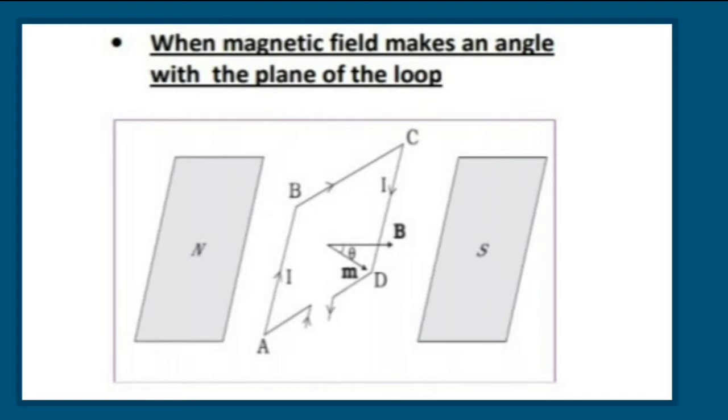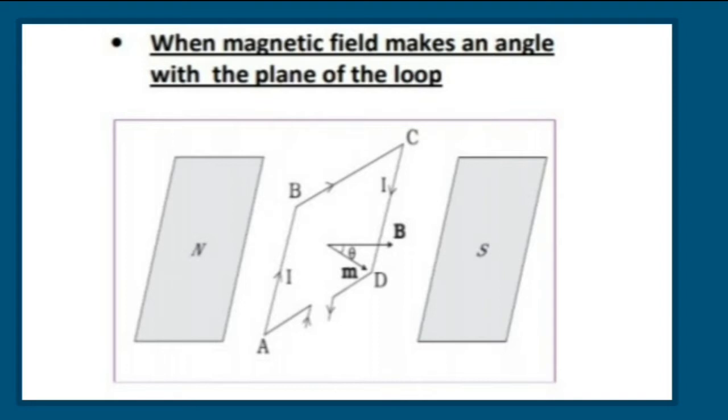And here the forces on the sides BC and AD are not zero. The forces are equal in magnitude and they are acting in opposite direction along the same line. That means forces acting on BC and AD due to the magnetic field are collinear, and since they are equal in magnitude and opposite in direction, they cancel each other. So the net force is 0, and they will not constitute any torque since the forces are collinear.